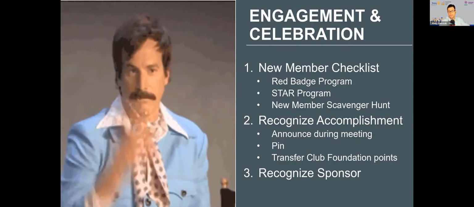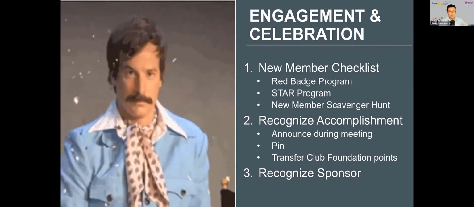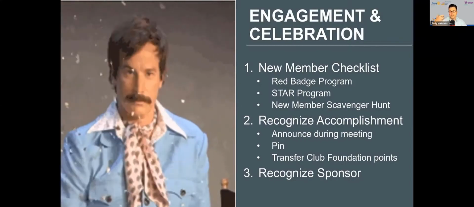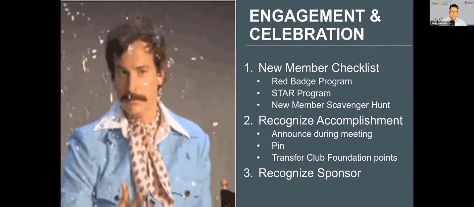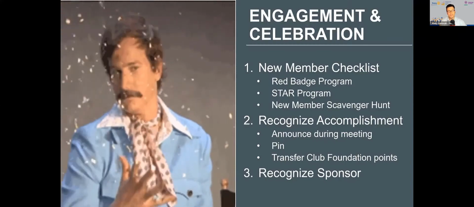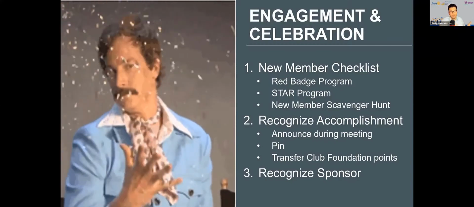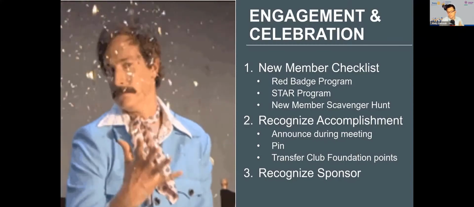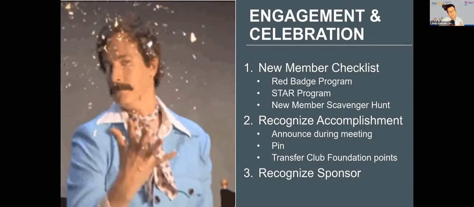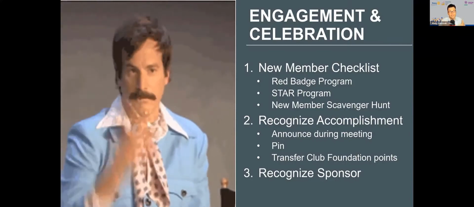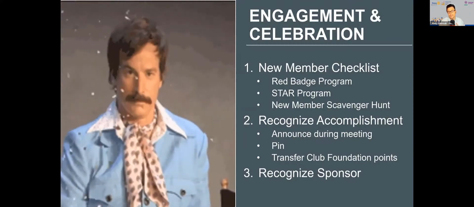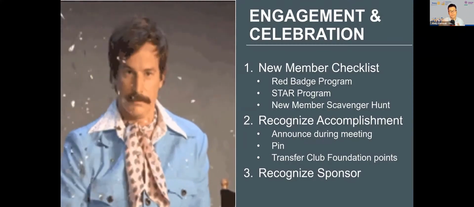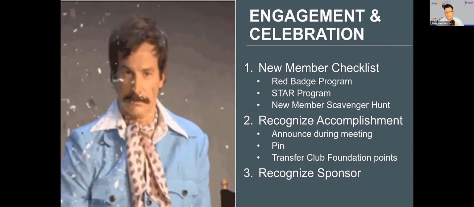And next up is making sure you recognize the accomplishment. So, if you've got a new member who completes one of your new member checklists, great. Make sure that we recognize them in front of the club, not just as a one-off. Let's recognize them in front of the club. If you've got a red badge program that you're already doing, then make that transition to the blue badge a big deal. Make it part of a club announcement before your meeting starts.